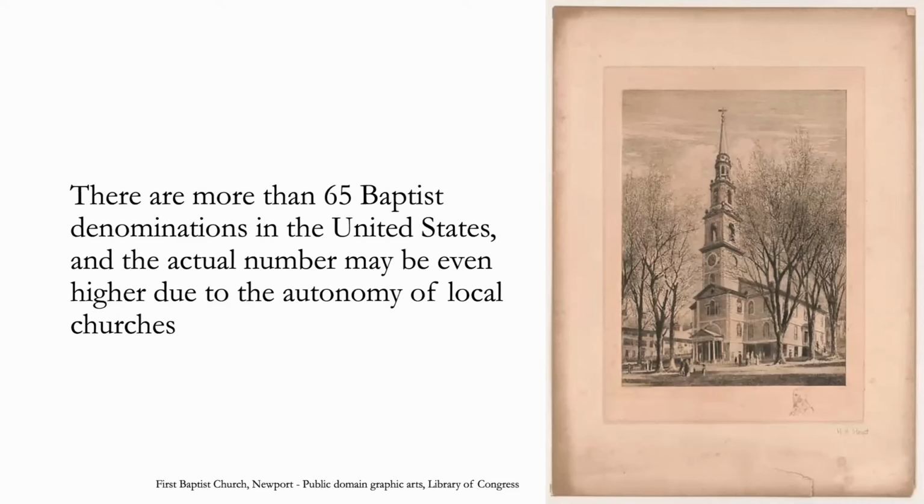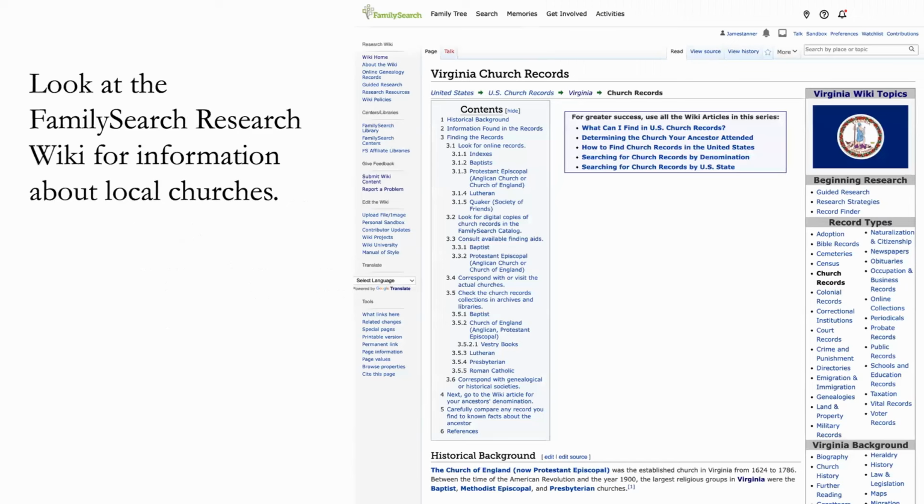And not all of those records are centralized. And maybe the records, if you find them, are still going to be in that church if that church has had a continuity from the time that your ancestors were there. And when I say that church, I mean that building, the building where the people are attending church. So there are more than 65 different denominations.